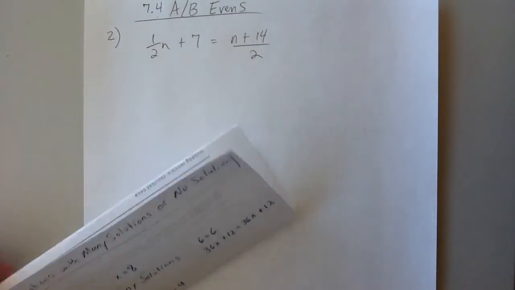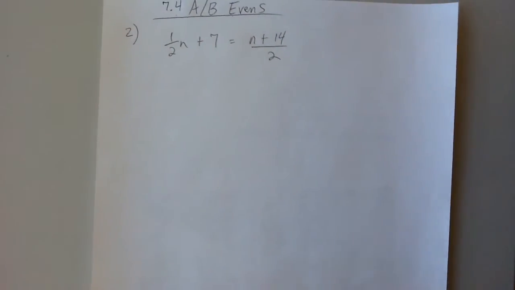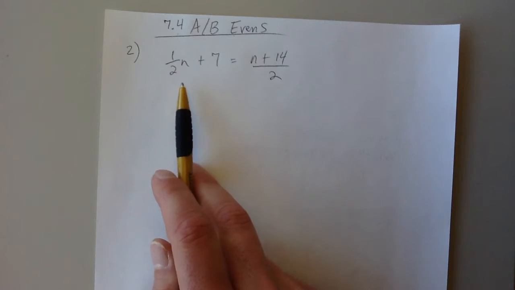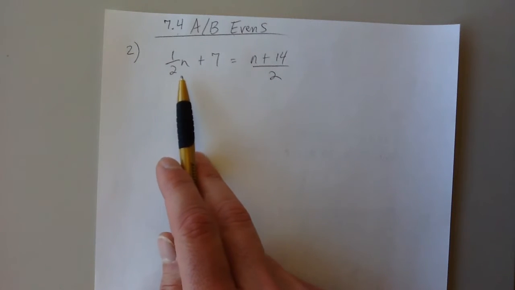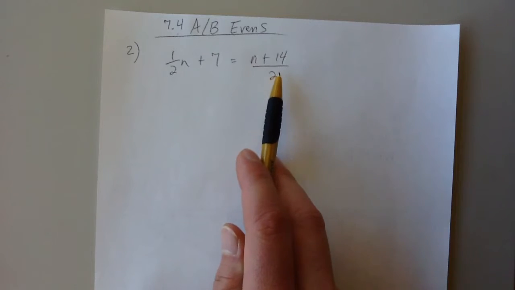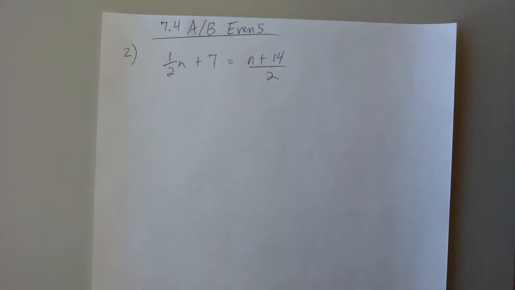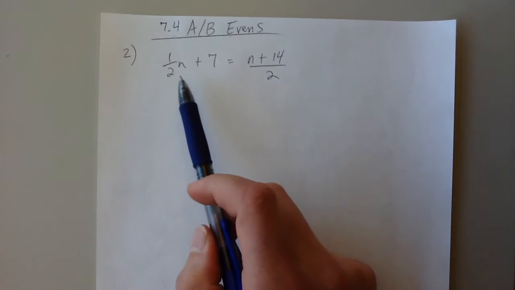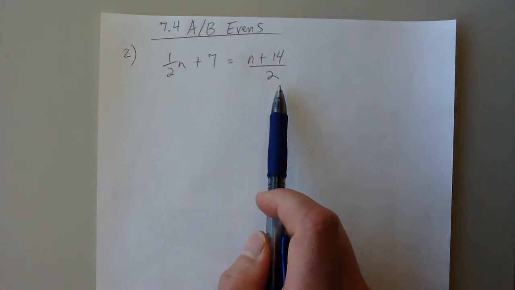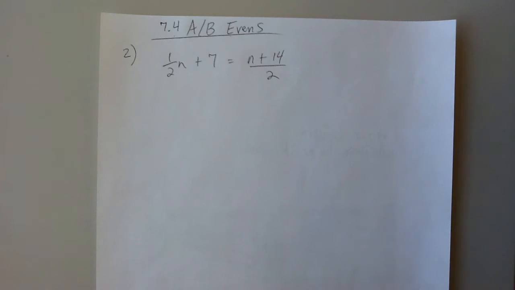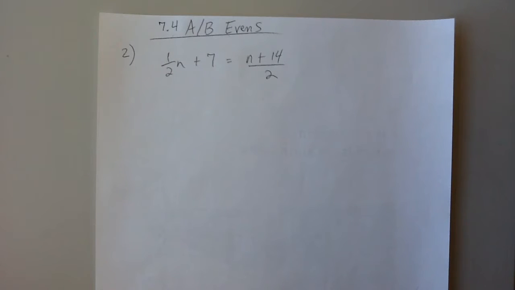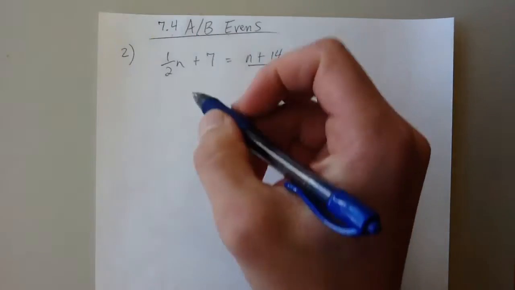So look at 7.4 AB. We'll start off with number 2. We have 1/2 times n plus 7 equals (n plus 14) divided by 2. Okay, there are a couple different ways we could go about solving this. The one I'm going to talk about is we have a denominator of 2 in each of these terms. So what we could do to eliminate that denominator is multiply both sides of the equation by that denominator, by 2.